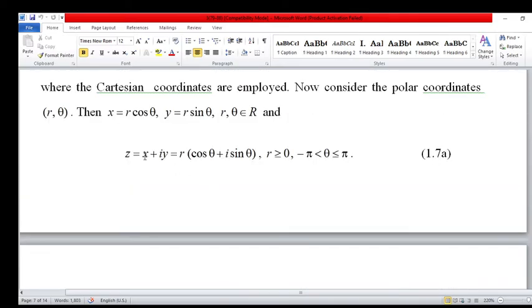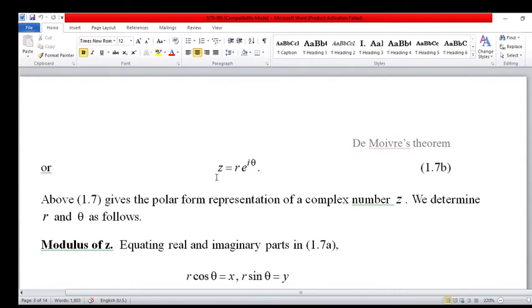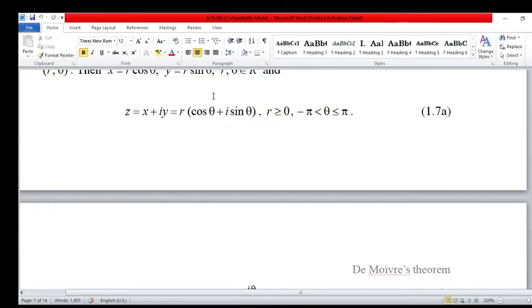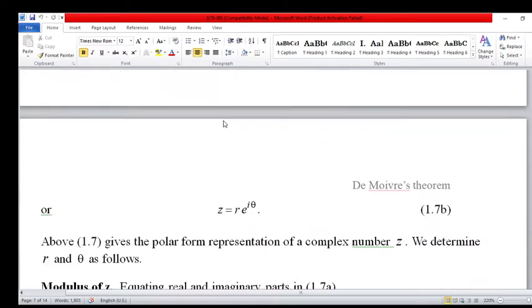Here z is equal to r e raised to the power i theta, meaning this is the value of e raised to the power i theta. So z is equal to r e raised to the power i theta.